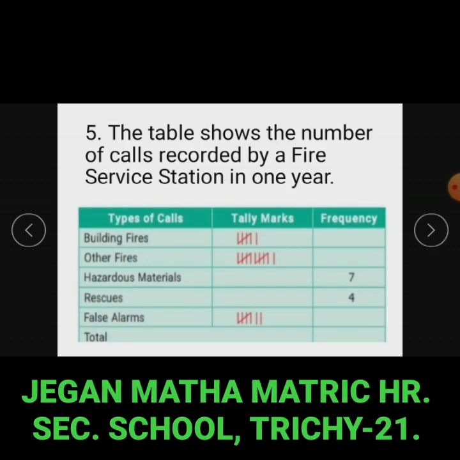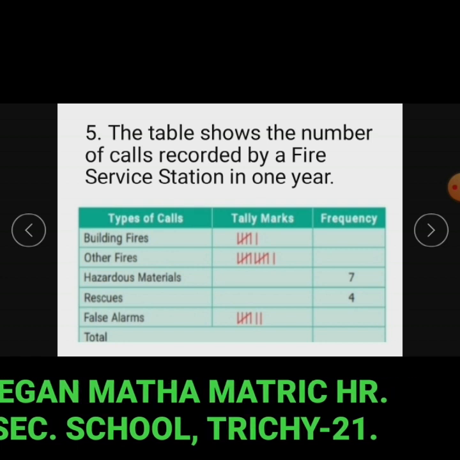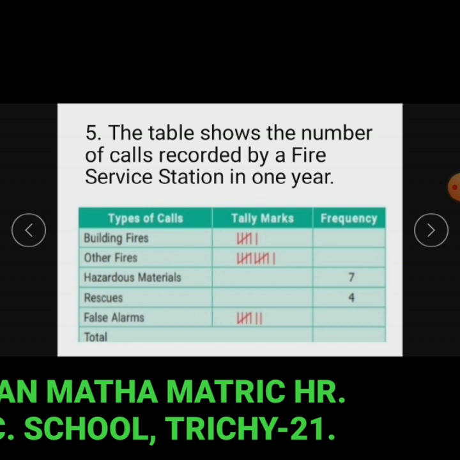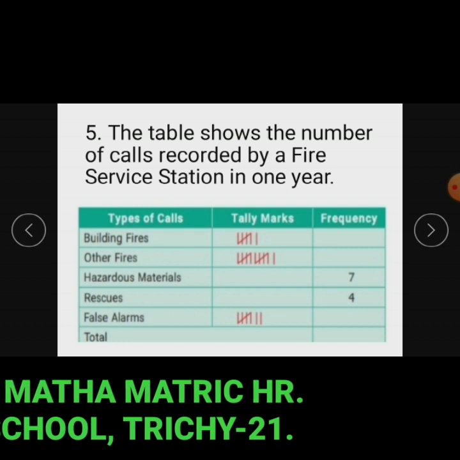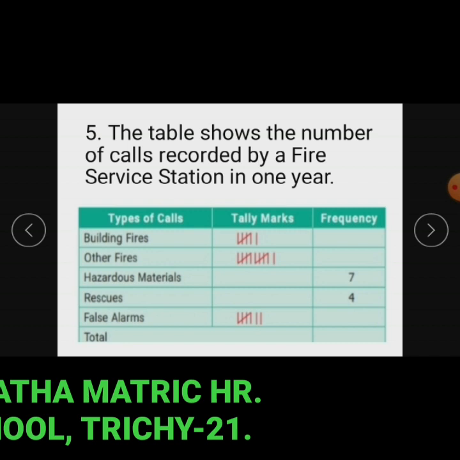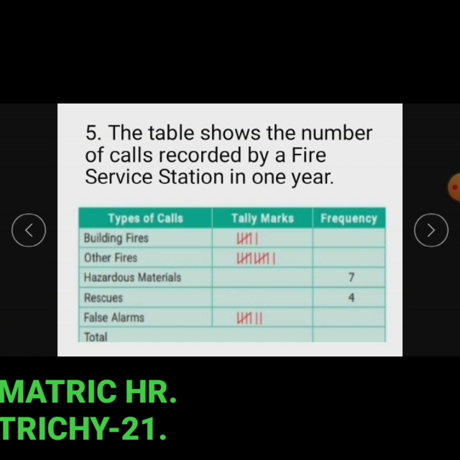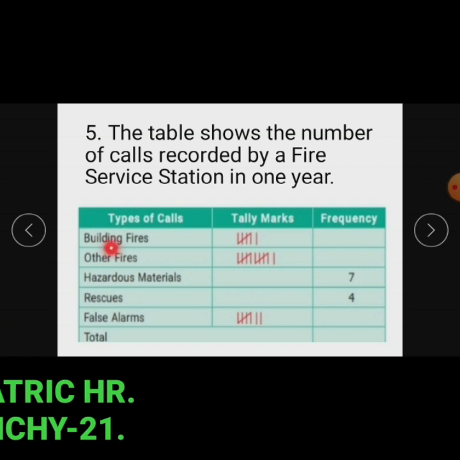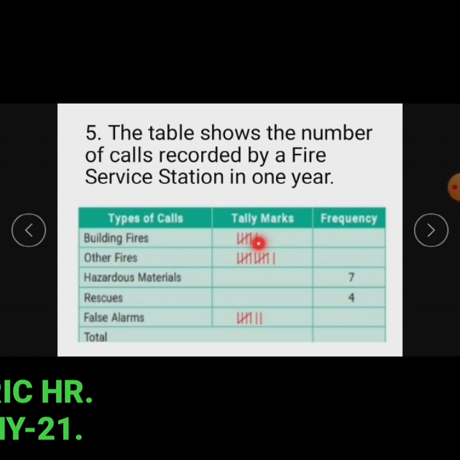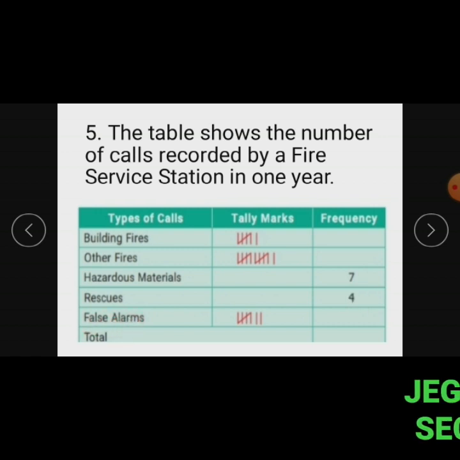Question number 5. The table shows the number of calls recorded by a fire service station in 1 year. Here, types of calls, tally marks and frequency are tabulated. From the table, building fires, 6 calls, other fires, 11 calls, hazardous materials, 7 calls, rescues, 4 calls, false alarms, 7 calls.